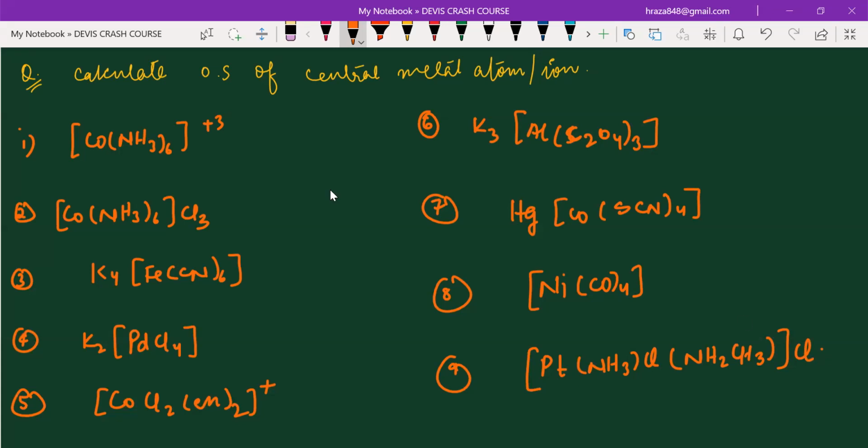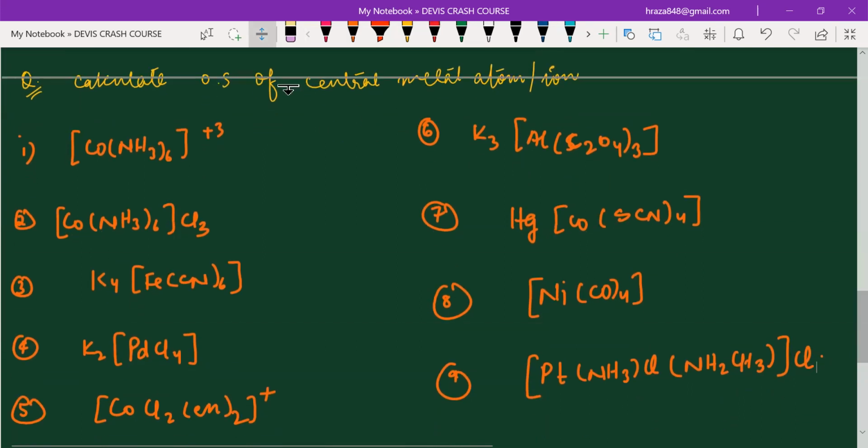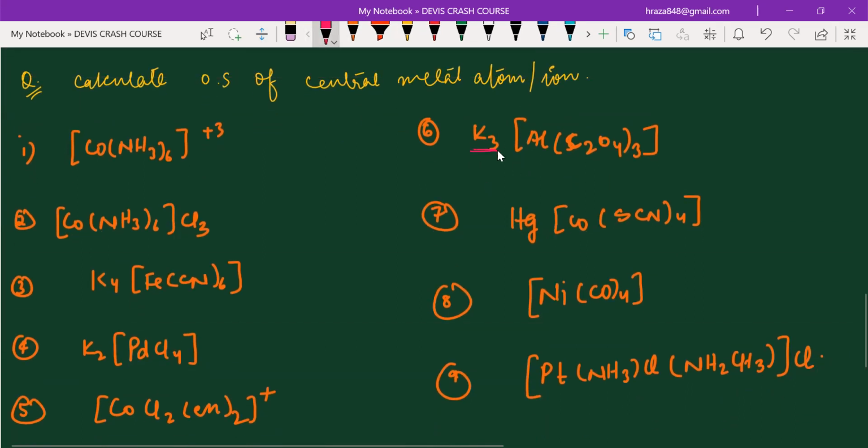Always remember one more thing: if something is written before the bracket, that will be the positive counter ion, and something written after the bracket is the negative counter ion. You already know what a counter ion is. Before the bracket it will be a metal, that is positive, and after the bracket it will generally be a non-metal or ion, a negative ion, anion.